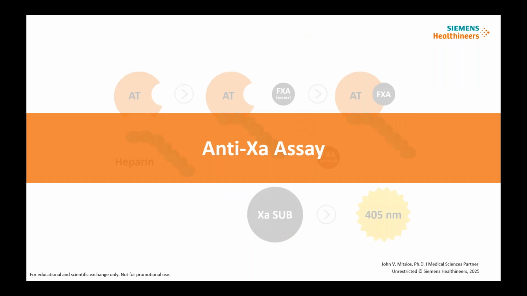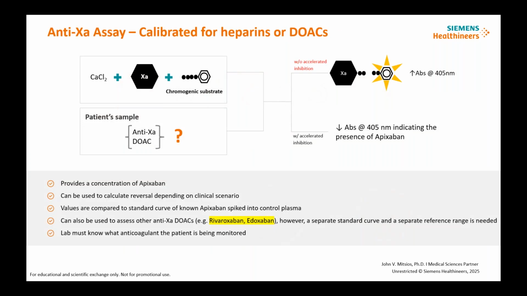Let's look at the anti-10A assay. Now, this anti-10A assay can be used for measuring heparin values, both unfractionated and low molecular weight heparin, or it can be used to measure DOAC concentration if you're using specific DOAC calibrated assays. As an example, I'm going to be using apixaban to highlight how the anti-10A assay would work. Here you have your patient sample, which contains your anti-10A DOAC, in this case let's say apixaban, and of course in your test kit you have your calcium, your 10A, and your chromogenic substrate.